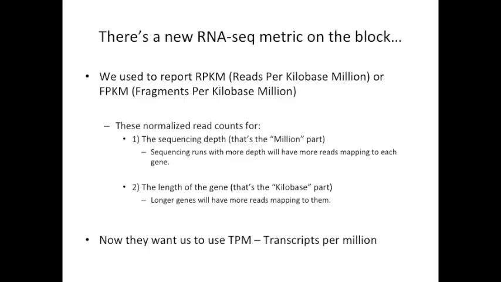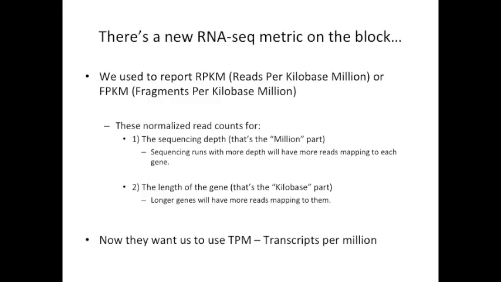There's a new RNA-seq metric on the block. We used to report RPKM, or reads per kilobase million, or FPKM, fragments per kilobase million. These normalized read counts for the sequencing depth, that's the million part. It's because sequencing runs with more depth will have more reads mapping to each gene than sequencing runs with less depth, and we don't want that to bias our analysis.